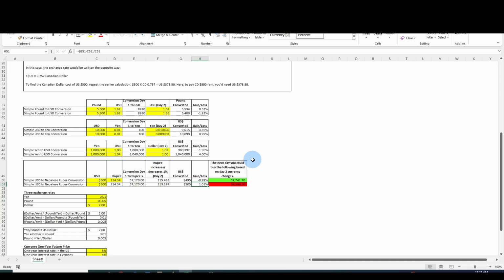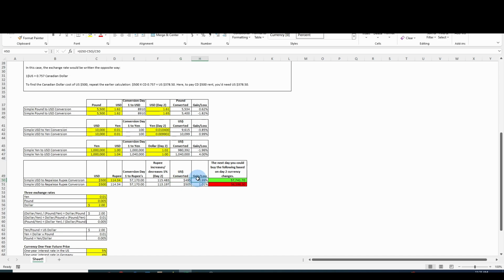The next day you would buy the following based on day 2 currency. So now I have 57,741 currency, and here I have 56,598 rupees. I may have said this backwards. Gain loss on C50, 495, E50, 57,170. Divide this by F50, 115. So now I only get 495 back. What I'm going to do is take E50, 57,170, and divide that by the new currency, which is 115, and I only get $495 back.